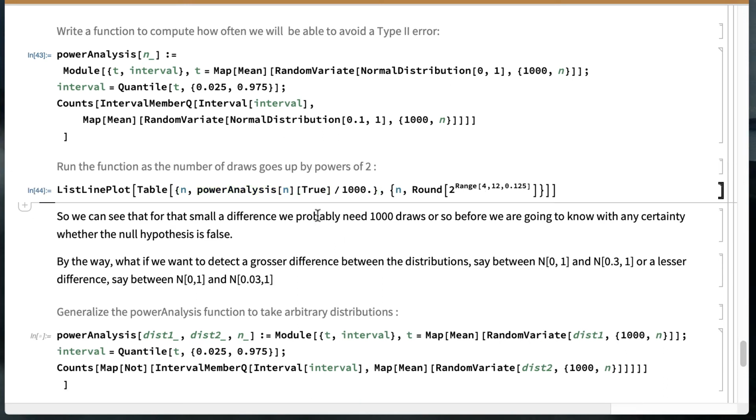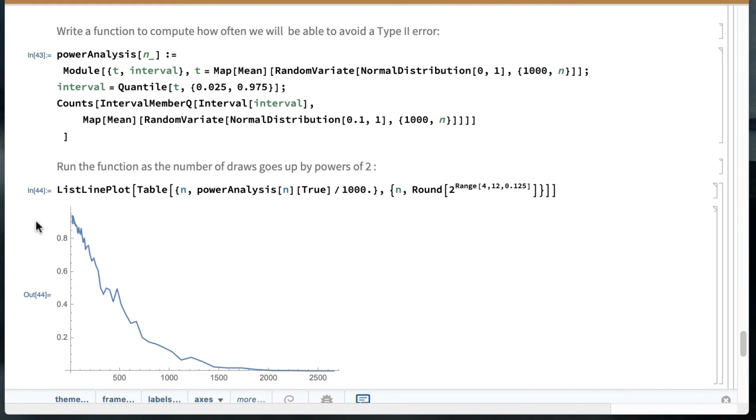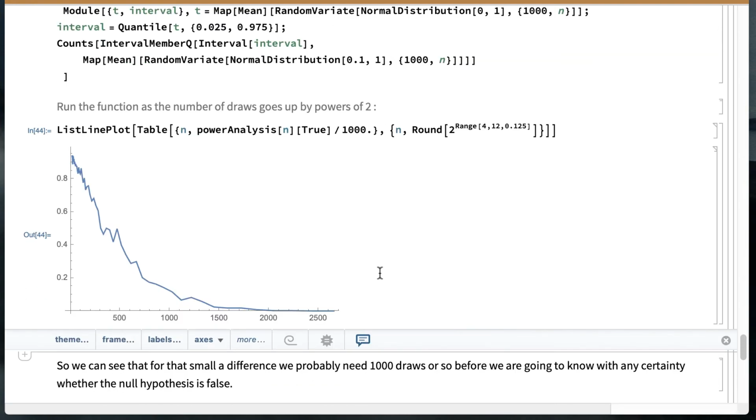So boom, and we can see that when we start to get up, I don't know, maybe around 1,300 draws, we're able to discern as small a difference as draws from N(0,1) versus draws from N(0.1,1). And so what we learn is that for detecting small differences, you may need a lot of draws. Even with the best statistic, even with the mean, you may need a lot of draws to avoid false negatives.